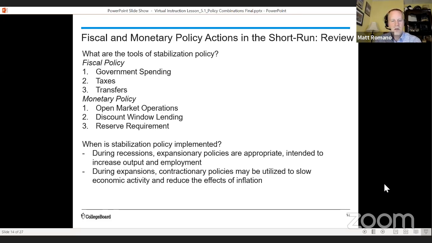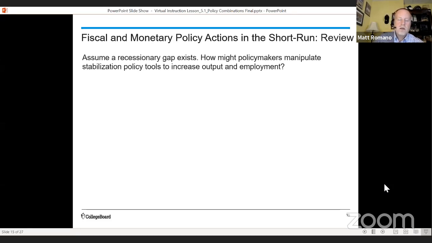Let's just remind ourselves how these tools are manipulated in order to be expansionary and contractionary in their direction. So assume a recessionary gap exists. That means that we are operating below full employment. Go back to your AD-AS model, the one that we did to start this initial review. Think back through what that looks like. With a recessionary gap, we're operating at output levels below full employment. Unemployment is elevated. It's higher than maybe the natural rate.